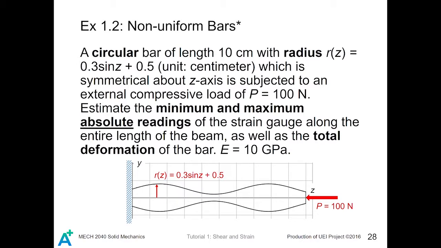For this circular bar, the radius is given by 0.3 sin z plus 0.5, and there is a compressive load P equals 100 Newton. Estimate the minimum and maximum absolute strain. Absolute strain means that no matter whether it is positive or negative, we take the absolute value. And find the total deformation of the bar.